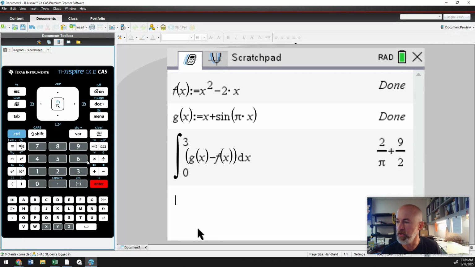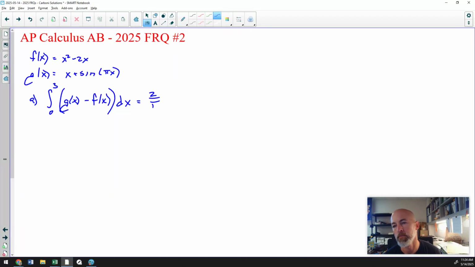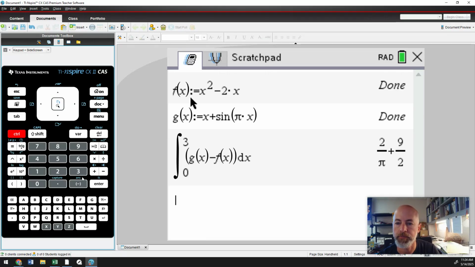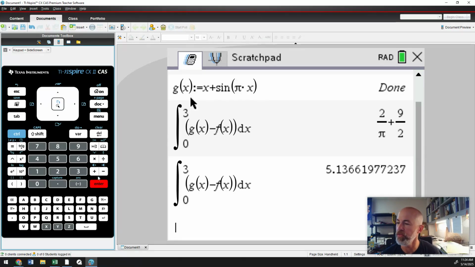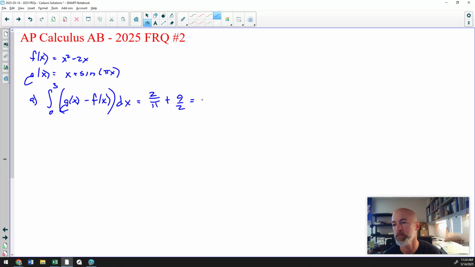Enter. And you can either present your answer as 2 over pi plus 9 halves, or you can give the decimal approximation of 5.1366. You only have to be accurate to the third decimal. In this particular question, you could truncate that by writing 5.136, or you can follow standard rounding procedure and present 5.137, or you can write 5.1366, and that's fine as well.